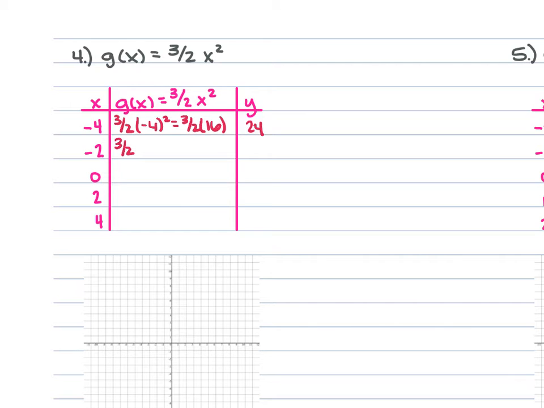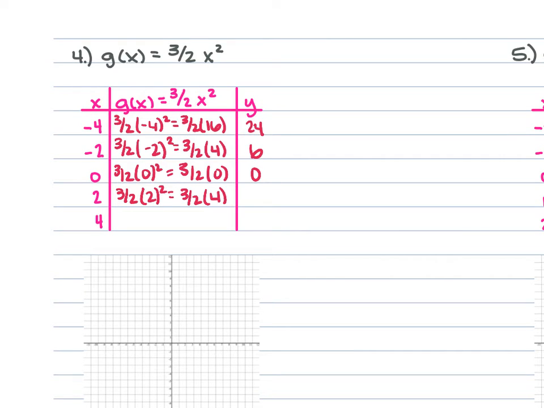Then we have 3/2 times negative 2 squared, which is 3/2 times 4. This is going to give you 3 times 2, which is 6. Then we have 3/2 times 0 squared, which is 3/2 times 0, which is 0. Then 3/2 times 2 squared is 3/2 times 4, so that's going to give you 6 again. And then 3/2 times 4 squared is 3/2 times 16, which is 8 times 3, which is 24.